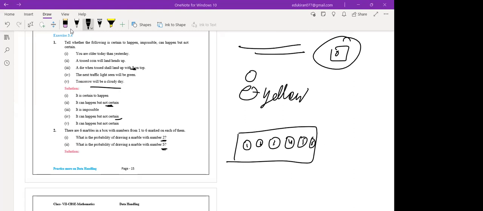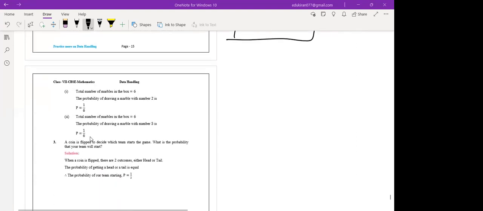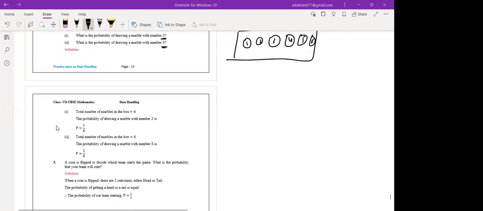Okay. So who will tell me the answer? Ma'am, the first one is 1 by 6. Yes, ma'am. And next one also 1/6. So this is how you will write the answer. Total number of marbles in a box is 6. The probability of drawing a marble with number 2 is this. Like this, you will write the answer.